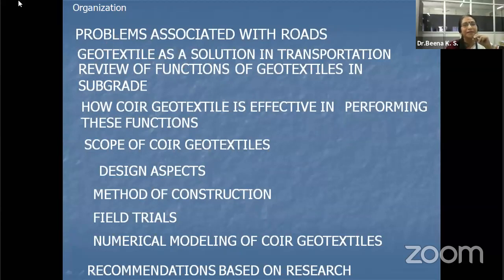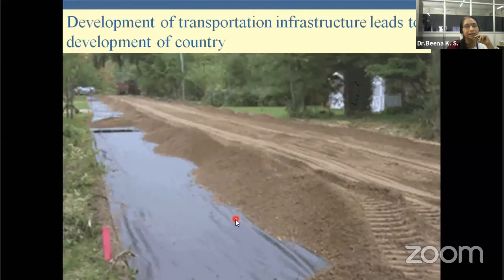Coming to the organization of the presentation: the problems associated with roads and geotextiles as a solution in transportation, a review of functions of geotextiles in subgrade, how coir geotextile is effective in performing these functions, and what is the scope of coir geotextile, what are the design aspects, field trials, numerical modeling if time permits, and recommendations based on the research.